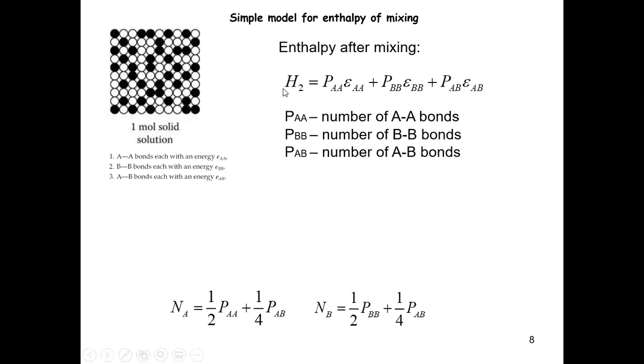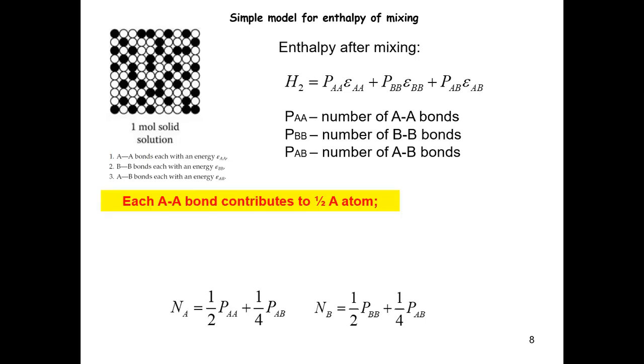Okay, so again, these are the numbers of the bonds. Following the same logic, what we're trying to do here is that these PAA, PBB, or PAB are not intrinsic to the system. For each different configuration, this number is going to change, right? So we want to convert all these numbers of bonds to the number of A and B atoms in the system, right? So we need to do the same analysis we did before. We already did this. Each AA bond contributes a half of an A atom.